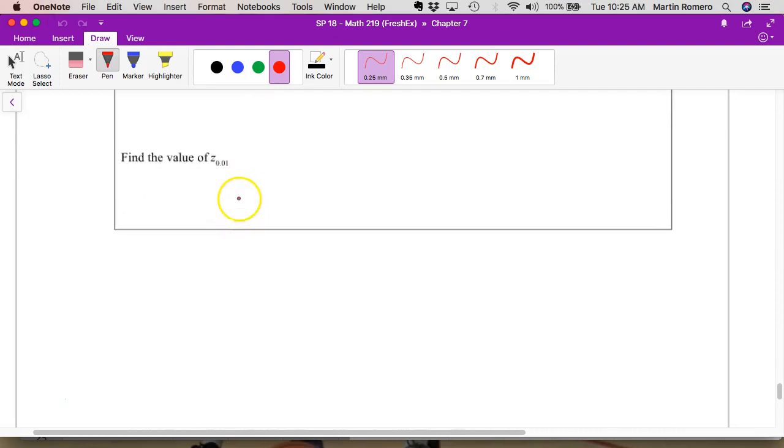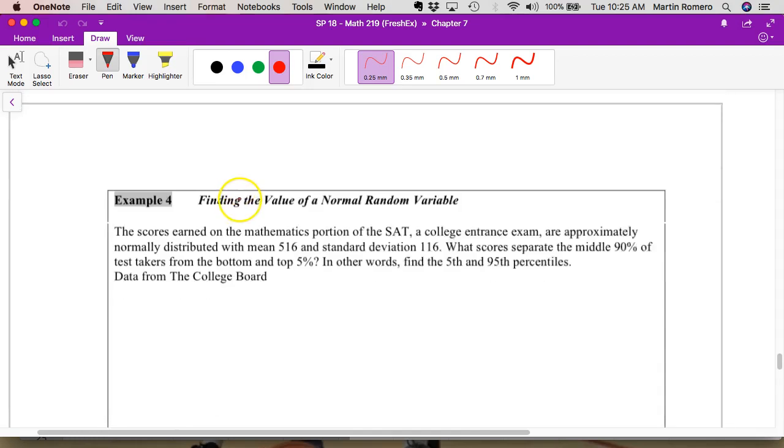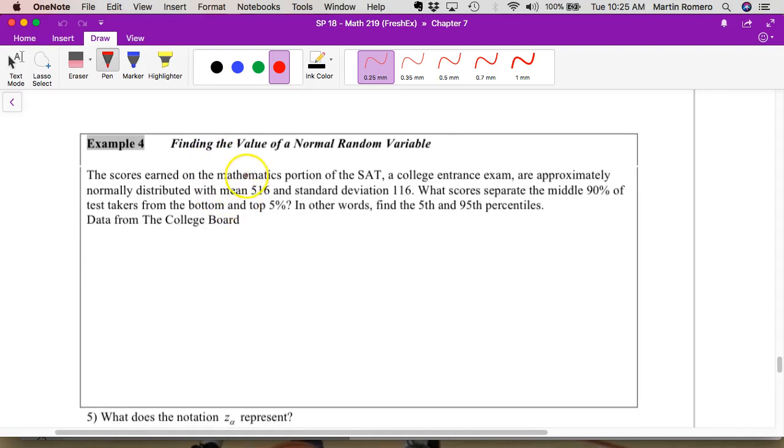Continue on, just doing examples and examples. Here we go. Finding the value. So let's try this problem one more time. Different context now. Scores earned on the mathematics portion of the SAT college entrance exam are approximately normally distributed. Key term, normally distributed. So once I hear that, I'm going to go ahead and draw out what I have. Mean is equal to 516. I'll go ahead and mark off the standard deviations.